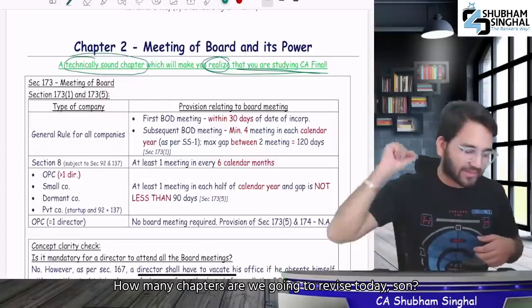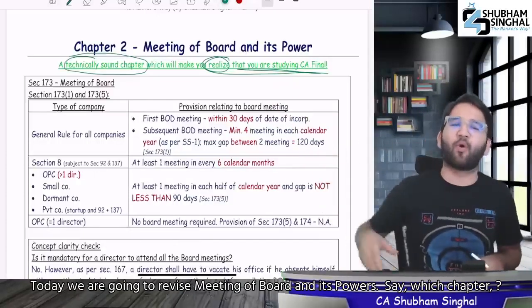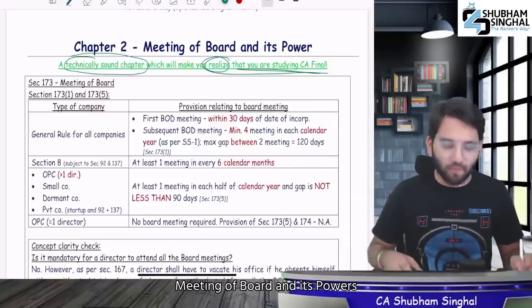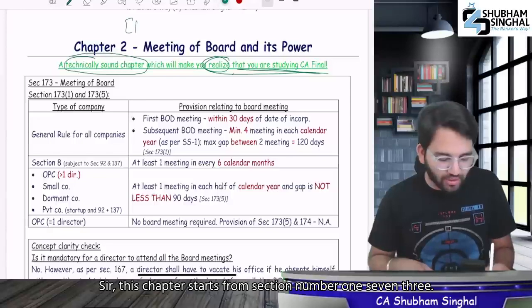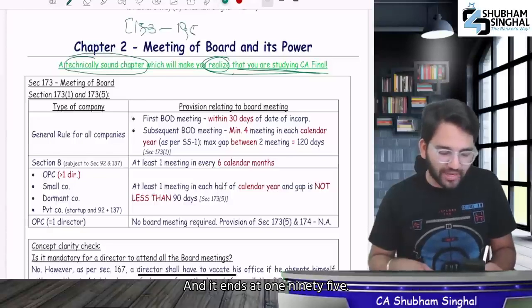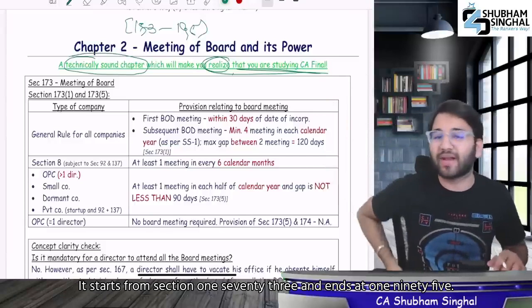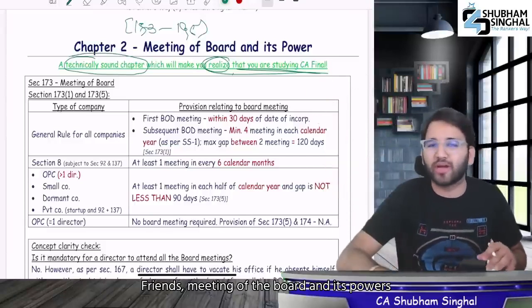What chapter are we going to revise today? We are going to revise meeting of board and its powers. Okay? Meeting of board and its powers. This chapter starts from section number 173 and it ends at 195. From section 173 and ends at 195. Meeting of board and its powers.